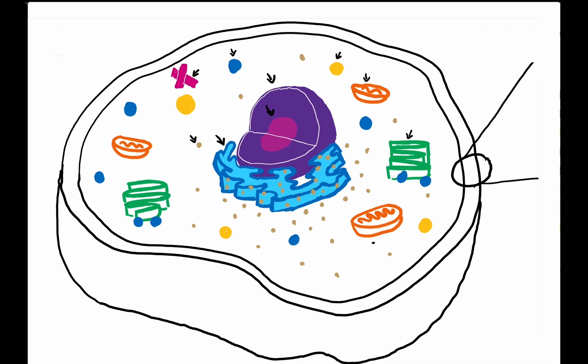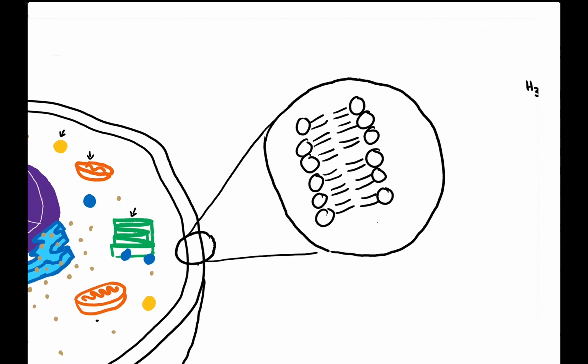So the first part of the cell that I'm going to be talking about is the cell membrane. And as I mentioned before, your cell membrane is made up of a phospholipid bilayer. So let's write that out, a phospholipid bilayer.